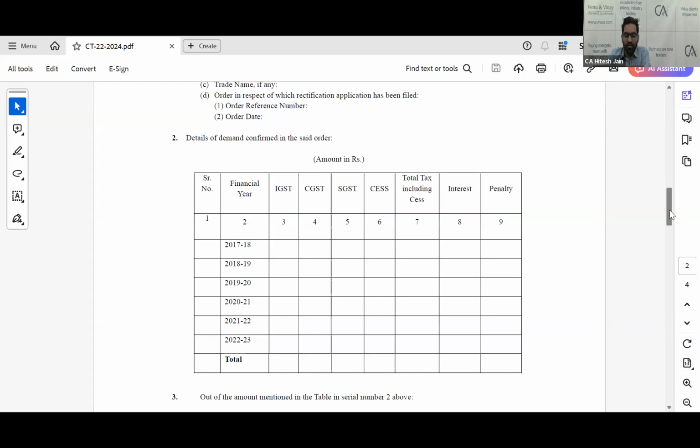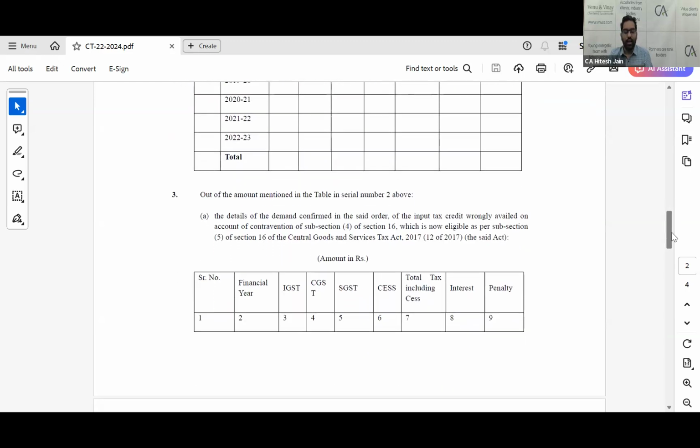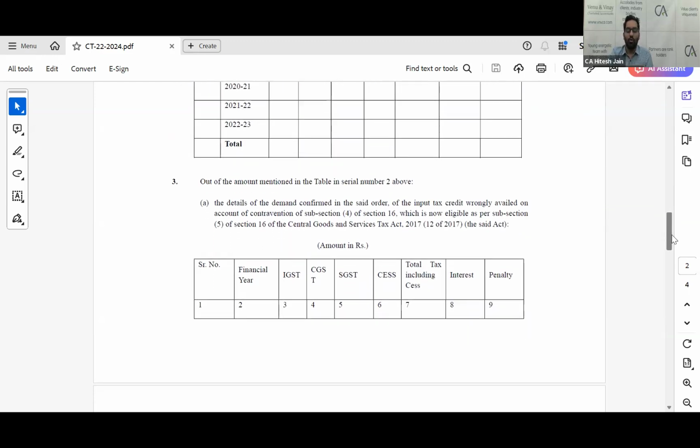For the first 4 years, if you fill the tax, total tax, interest, penalty, you need to fill the tax headwise. Interest can be clubbed together, penalty can be clubbed together, and you need to fill the details in table 2.